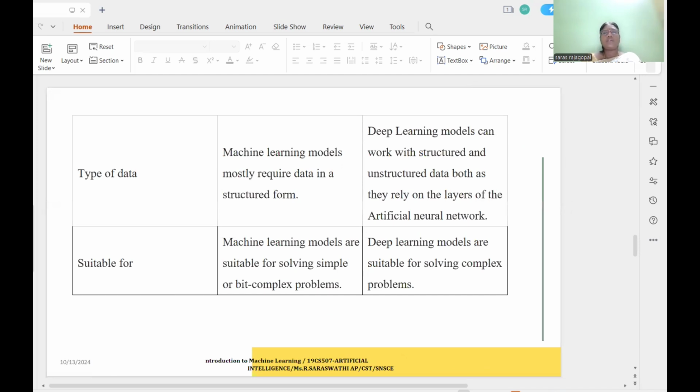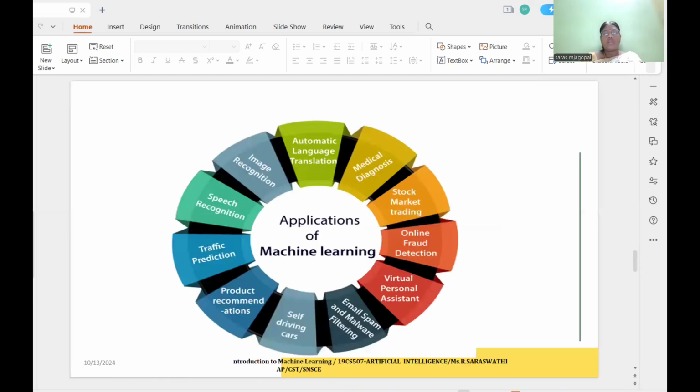Types of data: machine learning requires only structured data, but in deep learning, both structured and unstructured data are suitable. Machine learning models solve simple or moderately complex problems, while deep learning solves very complex problems. These are some of the applications of machine learning: natural language processing, medical diagnosis, automatic language translation, image recognition, speech recognition, traffic prediction, product recommendation, self-driving cars, email spam and malware filtering, virtual personal assistants, online fraud detection, and stock market trending.